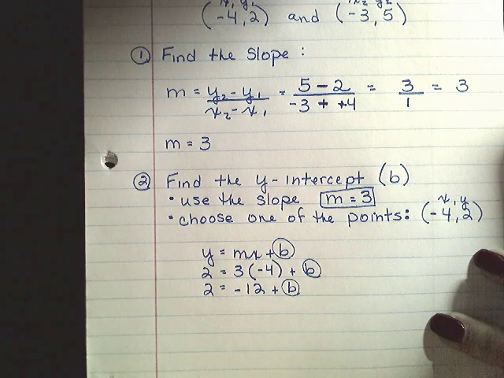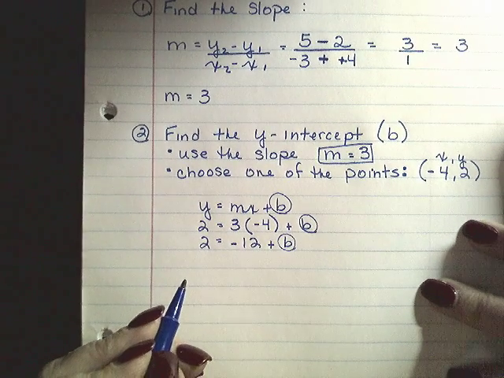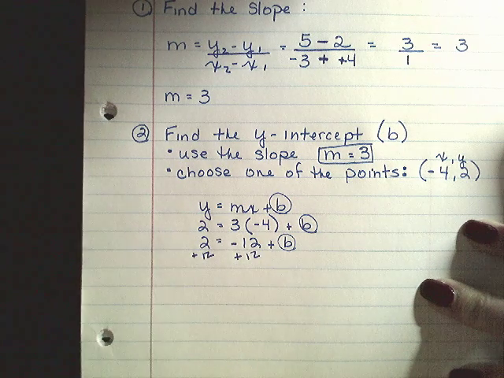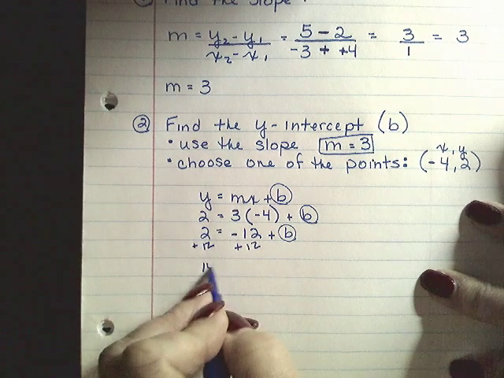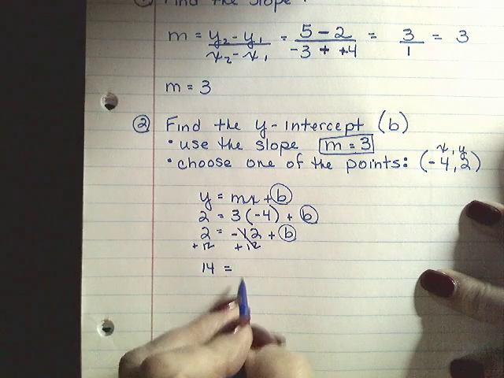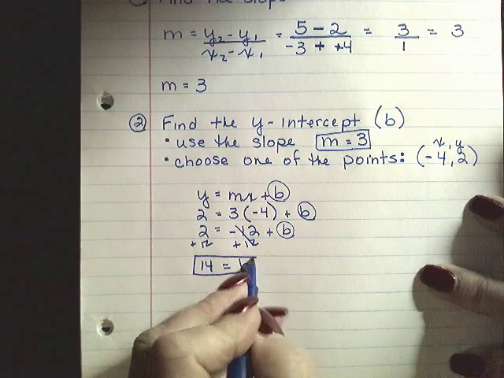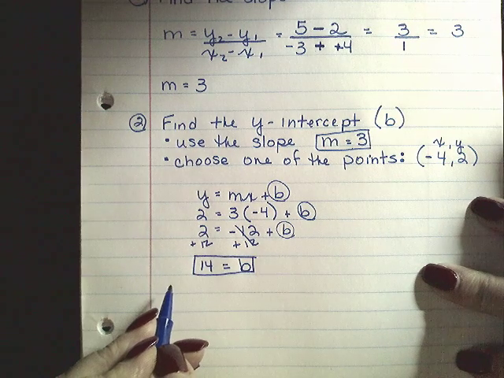Again, I'm circling b because I know that's what I'm looking for. I'm going to add 12 to both sides. And I'm going to get 14 equals b. So my y-intercept is 14.